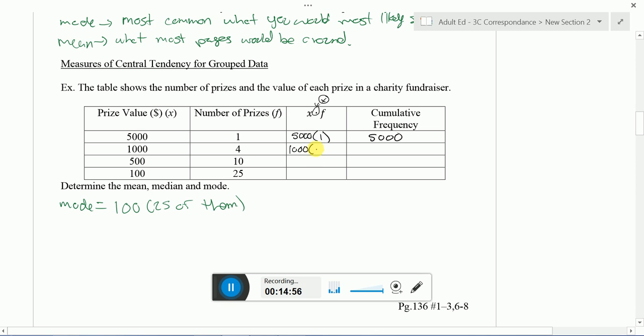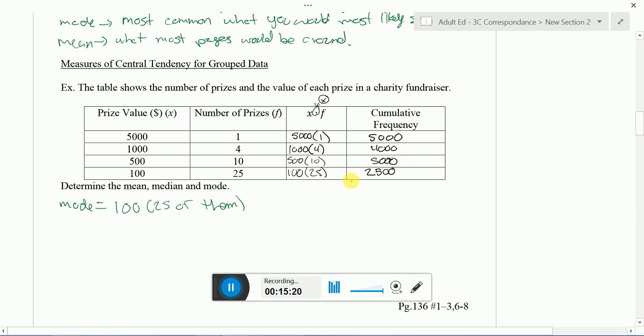Next, the $1,000 prizes. There are 4 of them, so the cumulative frequency for the $1,000 prizes is 4,000. The next one, you have $500 prizes. There's 10 of them. 500 times 10 is 5,000. Finally, the $100 prizes, there are 25 of them, and that gives us $2,500.